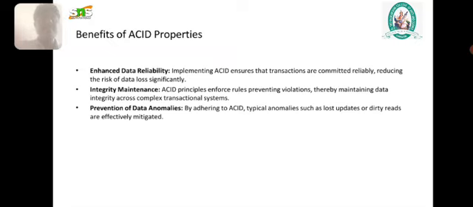The benefits of ACID properties: enhanced data reliability, integrity maintenance, and prevention of data anomalies. Enhanced data reliability ensures that transactions are committed reliably, reducing the risk of data loss significantly. Integrity maintenance: the principles enforce rules preventing violations, thereby maintaining data integrity across complex transactional systems. And prevention of data anomalies: by adhering to ACID, typical anomalies such as lost updates or dirty reads are effectively mitigated.